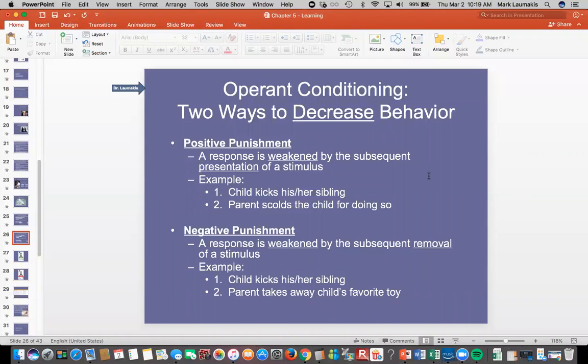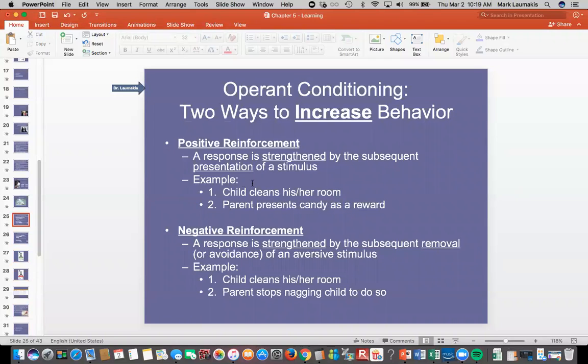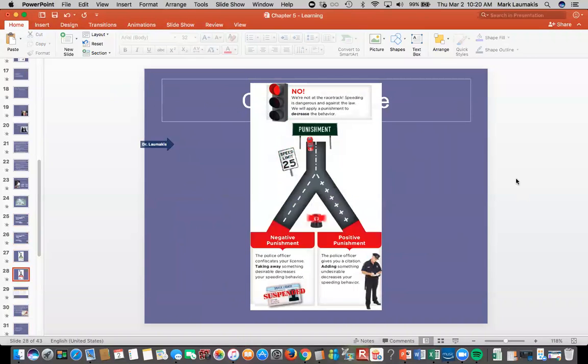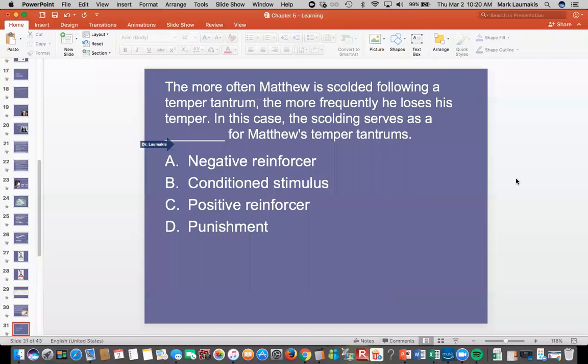Positive reinforcement. Where is it? There it is, Mark. A response is strengthened, that is, you get more of the temper tantrums, by the subsequent presentation of a stimulus. Temper tantrum, scolding, more temper tantrums. It maps right on to this definition of positive reinforcement. Does everybody see that? Any questions about that at all? Any confusion for you guys with that? Does that make sense?